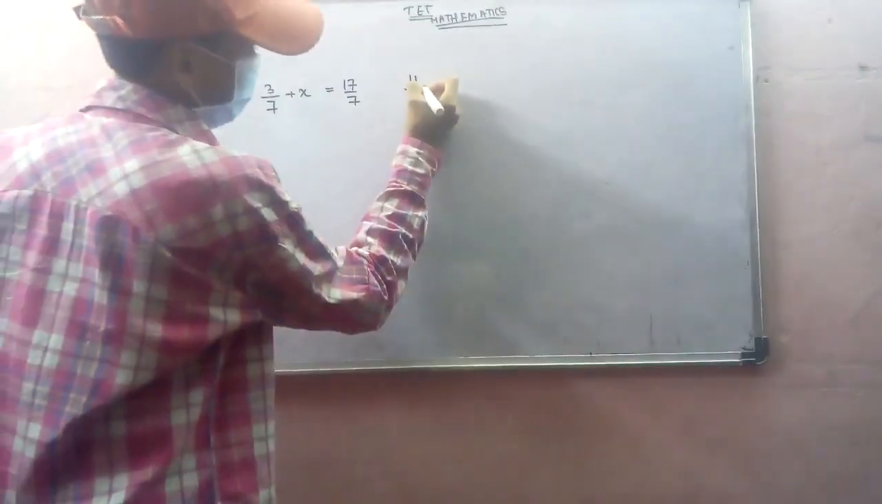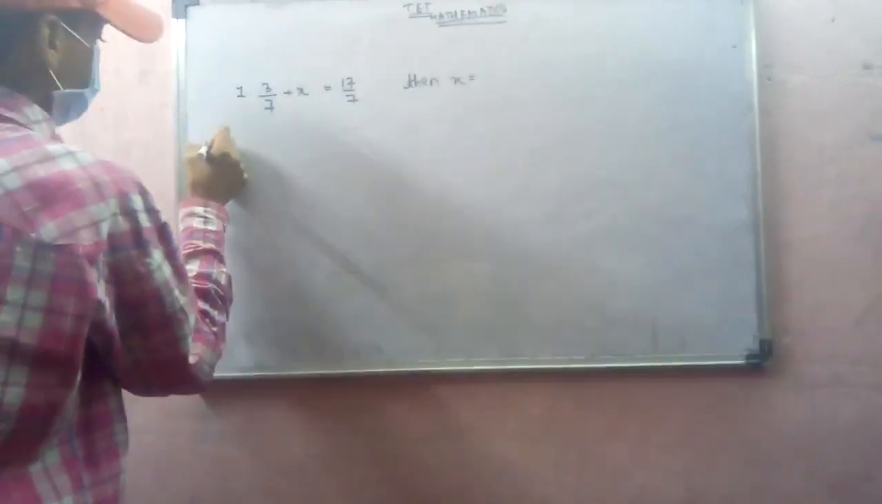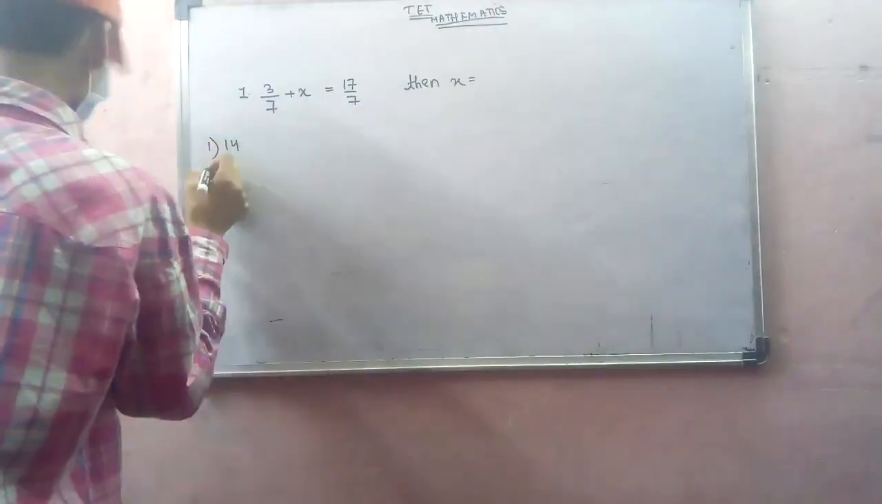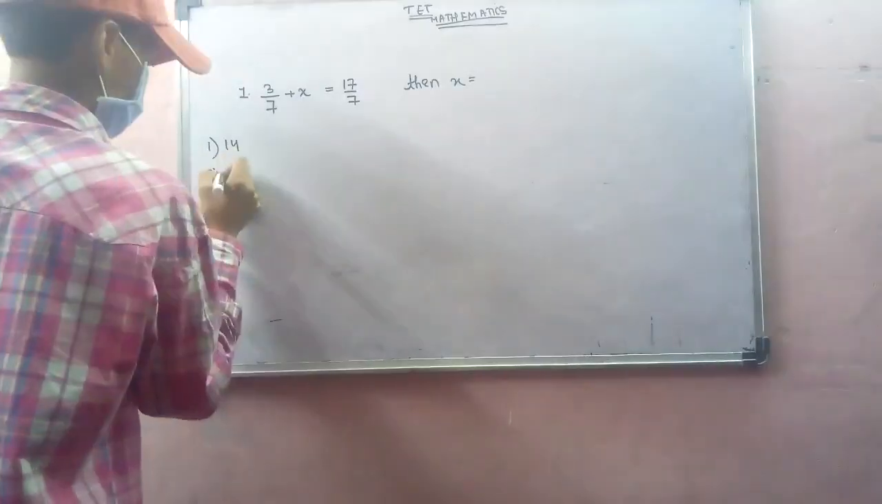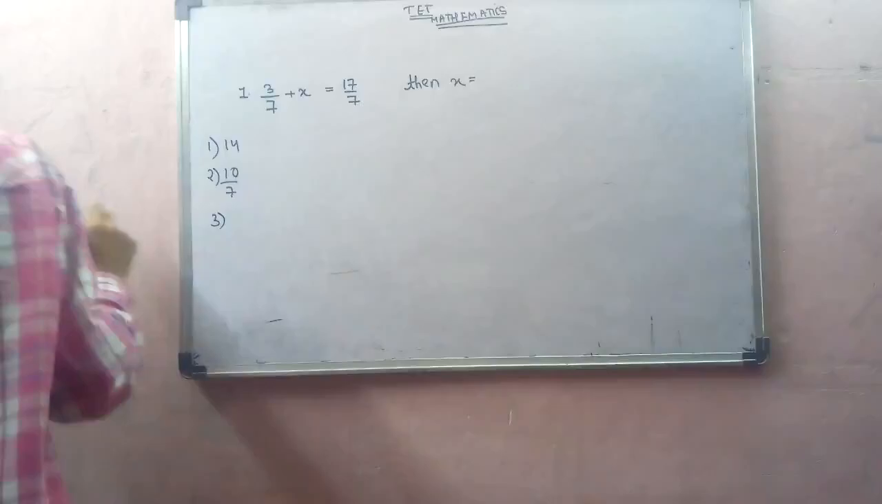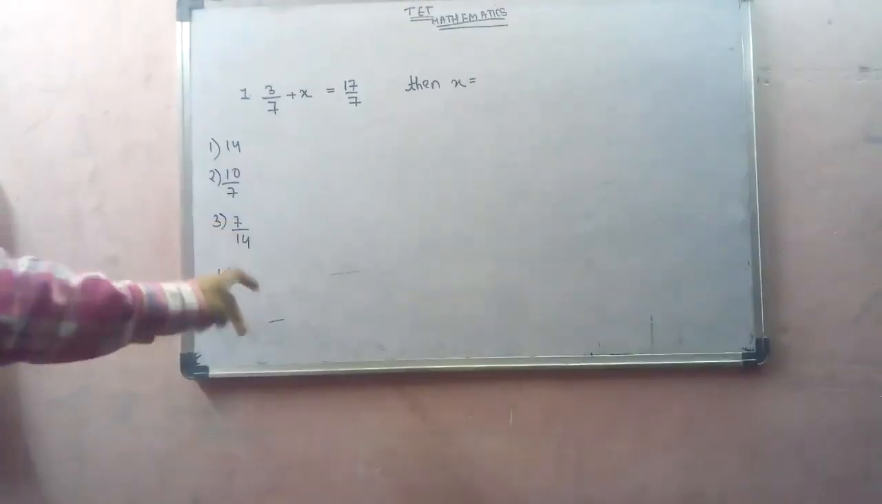Okay, then x equal to. Okay, I am giving 2 minutes for each question. If you want to solve, you can try and tell the answer. Okay, see here, the first one is 14, the second one is 10 by 7, the third one is 7 by 14, the fourth option is 2. So see here how to solve this question.